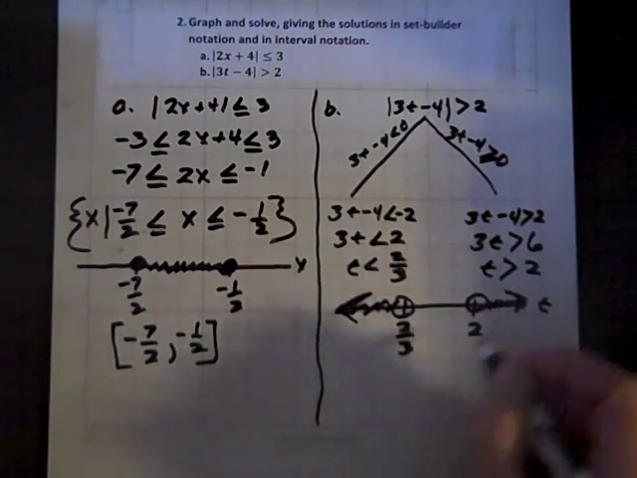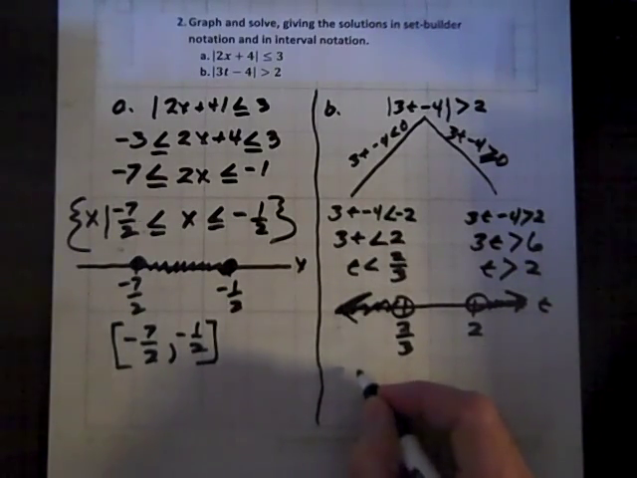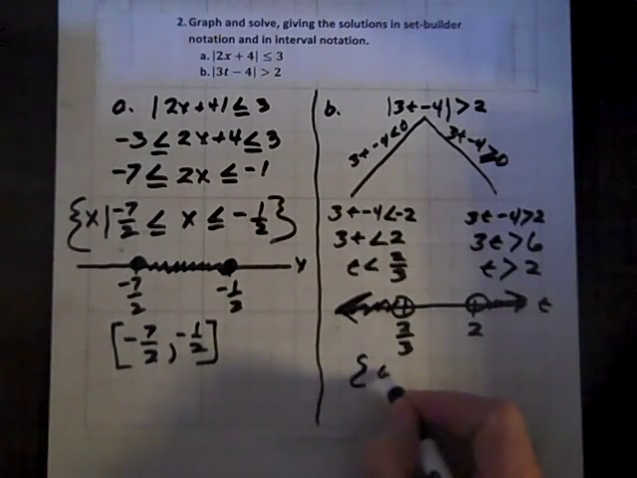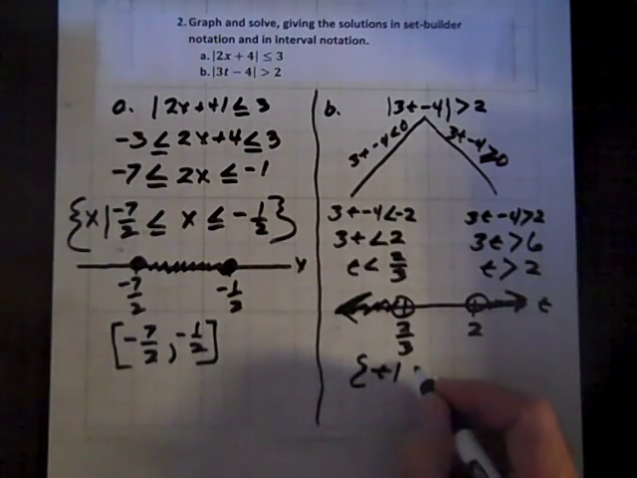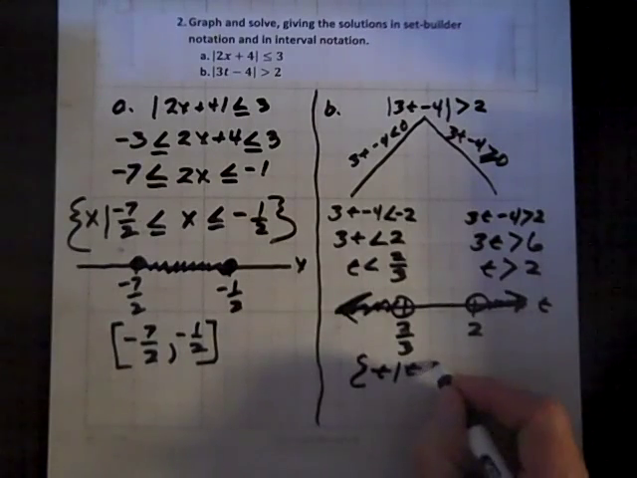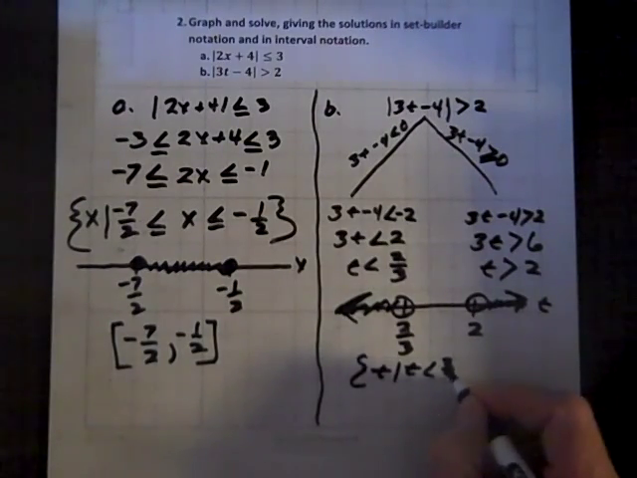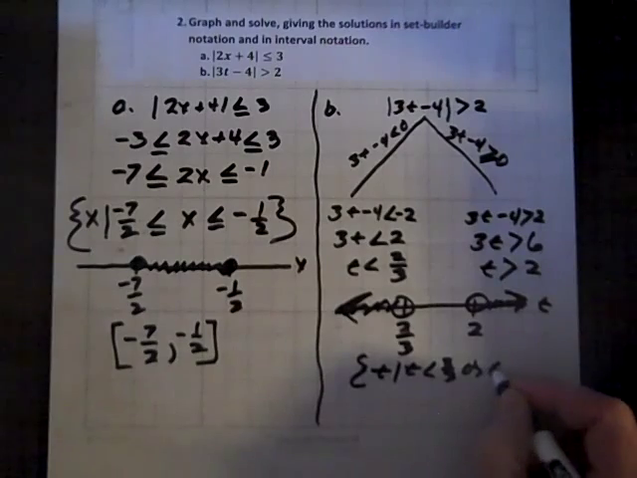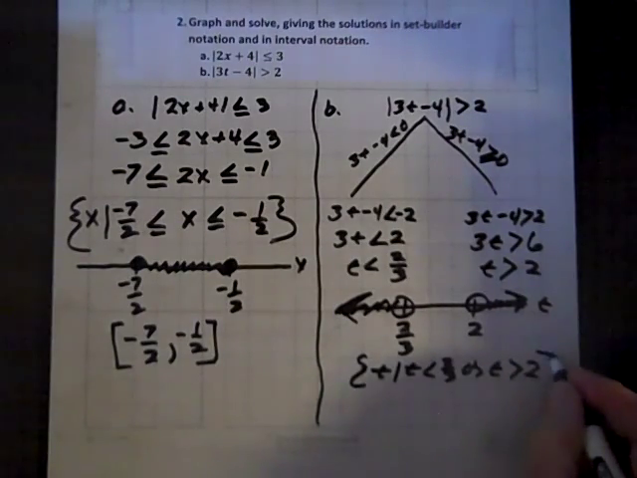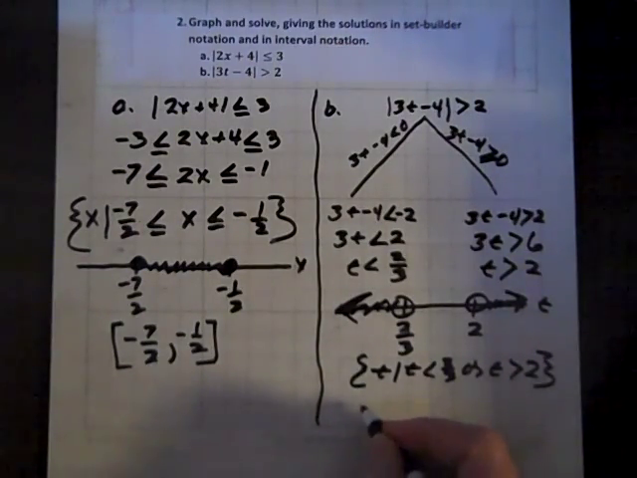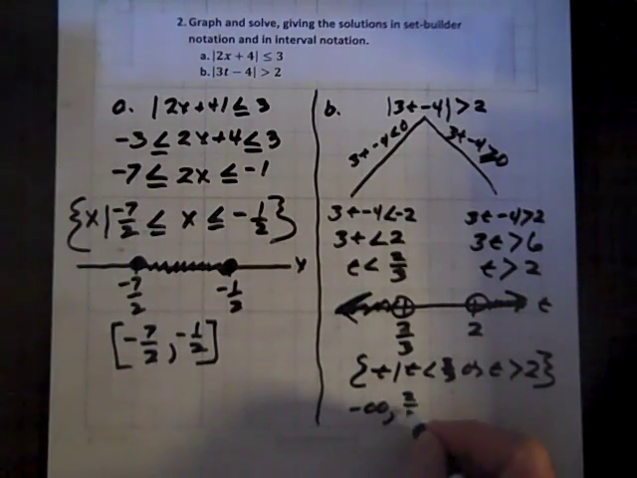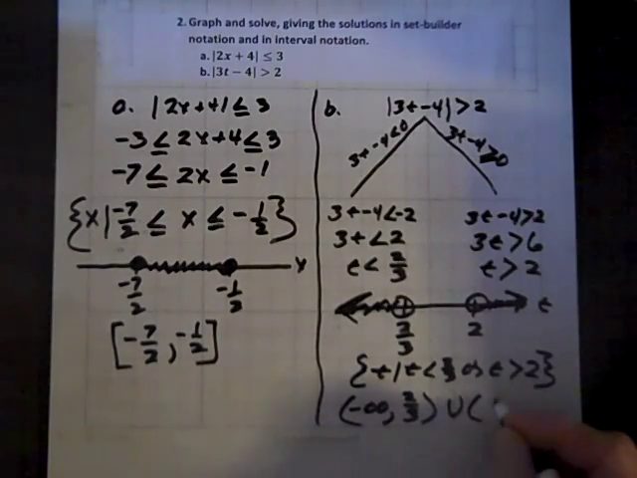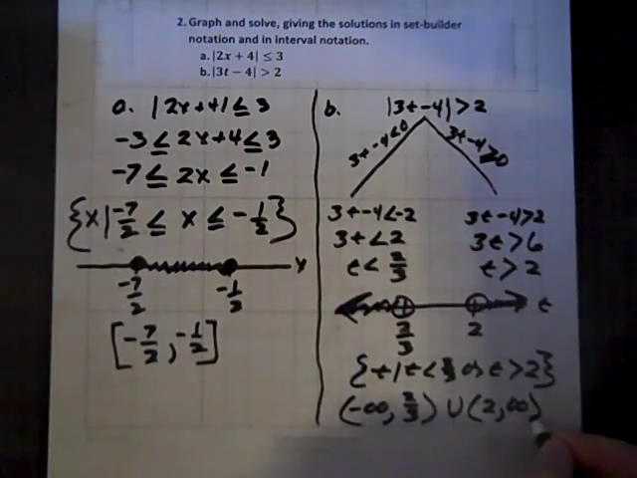We've shaded appropriately. In set builder notation, we have the set t such that t is less than 2/3 or t is greater than 2. In interval notation, we have negative infinity to 2/3, parenthesis, parenthesis, union, parenthesis, 2 to infinity. And we're done.